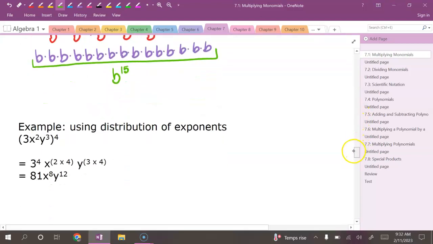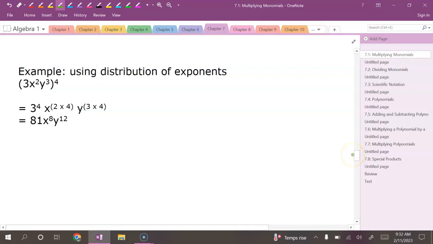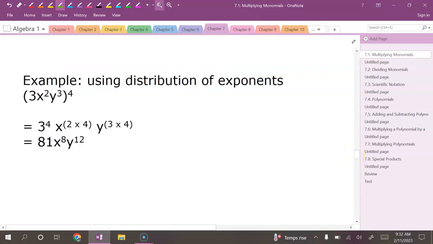Now let's take a look at an example where we've got numbers and multiple letters happening here. In this one I've got 3 x squared y to the third. All of that is in parentheses and we've got a 4 as our exponent here. What you can really think about doing is taking that 4 out here and applying it to all the terms on the inside. So it goes to the 3, it goes to the x, and it goes to the y.